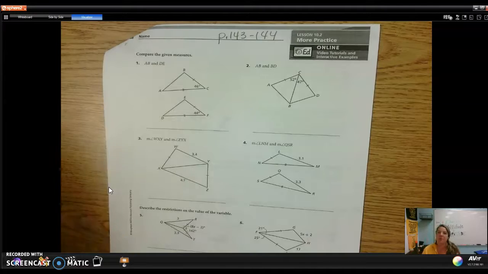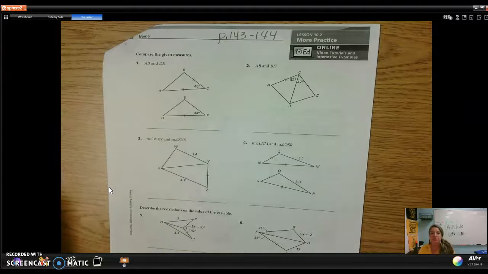I'm just going to go over a couple of examples with you so that you see how they work, because they do get a little hairy, but not too bad, I promise, okay? All right, here we go.